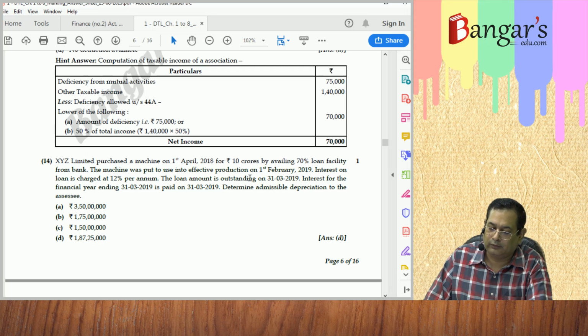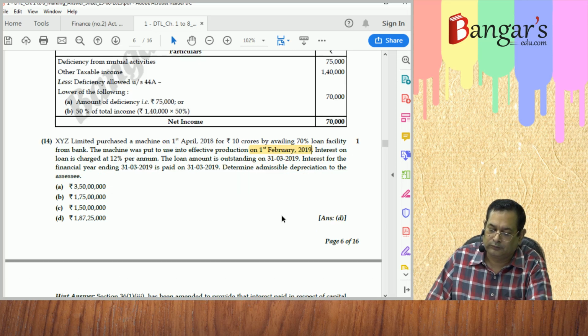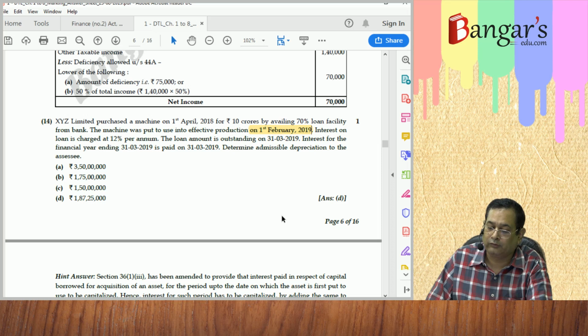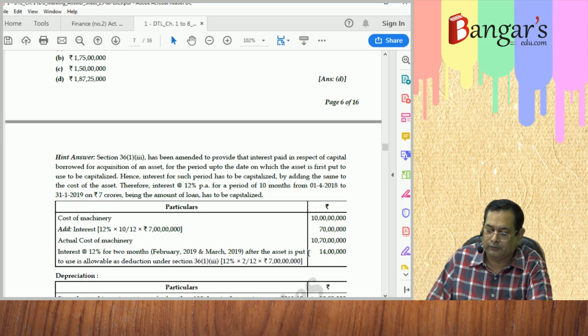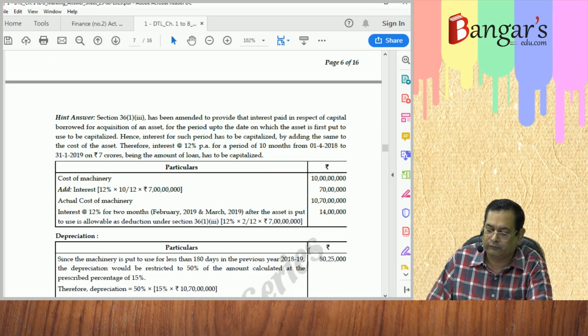So whatever interest relates to the period prior to the asset is put to use, the same is here capitalized. So you are required to compute the depreciation admissible. So the machine cost is rupees 10 crores. Interest on borrowed capital before the asset is put to use will be capitalized, and after the asset is put to use will be allowed as a revenue expenditure.